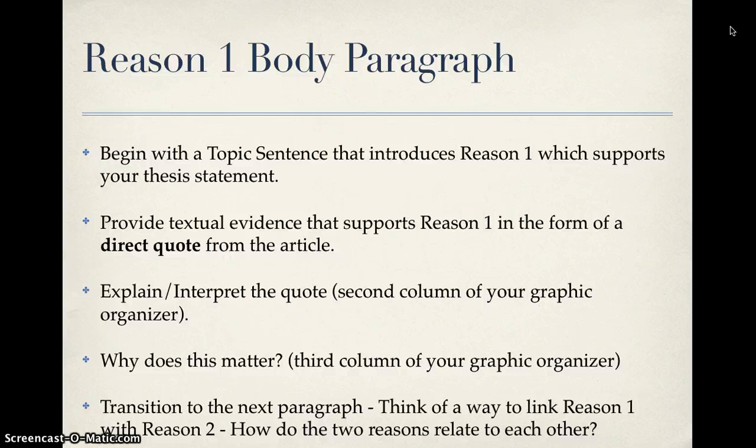After introducing the topic and giving your thesis statement, we're going to move on to reason 1 body paragraph. Your body paragraphs, all 3 of them, will begin with a topic sentence that introduces reason 1, which supports your thesis statement. Then you provide textual evidence that supports reason 1 in the form of a direct quote from the article. The direct quotes need to be cited and parenthetically documented. We're going to talk about that in class. Then you need to explain and interpret the quote, which is the second column of your graphic organizer that came with your article. Then you need to explain why does this matter, the third column of your graphic organizer. Then you will transition to the next paragraph.